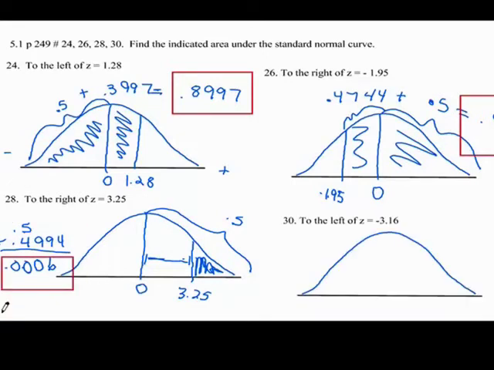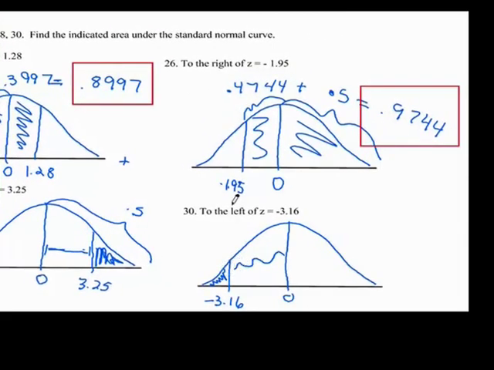So for number 30, we're asked to find the area under the curve to the left of negative 3.16. First of all, the negative 3.16 is now way over to the left-hand side, and we want to find everything to the left of that. So there's another tail. Our table is going to give us from here to here that we don't want. So we're going to do 0.5 take away what we get when we look up that 3.16.